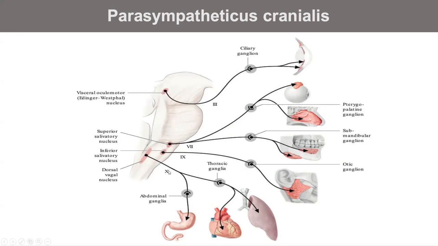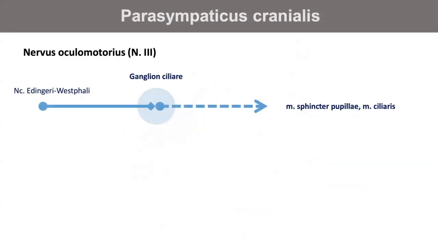And after that, we go through the vagus and we explain the enteric system, and then the pelvic splanchnic nerve from the parasympathetic division. So here you can see the explanation of the ciliary ganglion. The ciliary ganglion is a small ganglion which is located approximately 2 centimeters behind the eyeball, usually lateral to the optic nerve, and is embedded inside the fatty tissue.